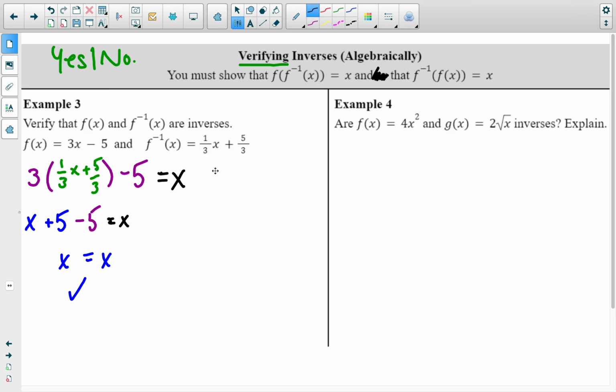Now we need to go the other way. All right, we need to plug in f inverse of f. So we'll take 1/3, leave some space to plug in our f function. All right.